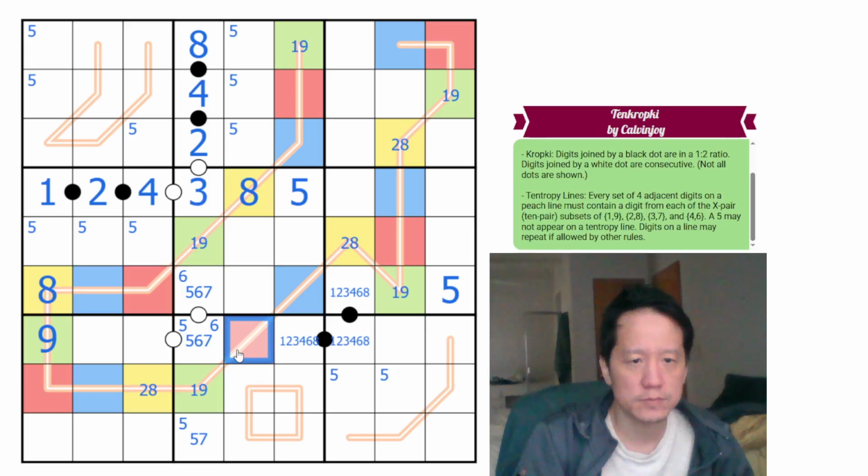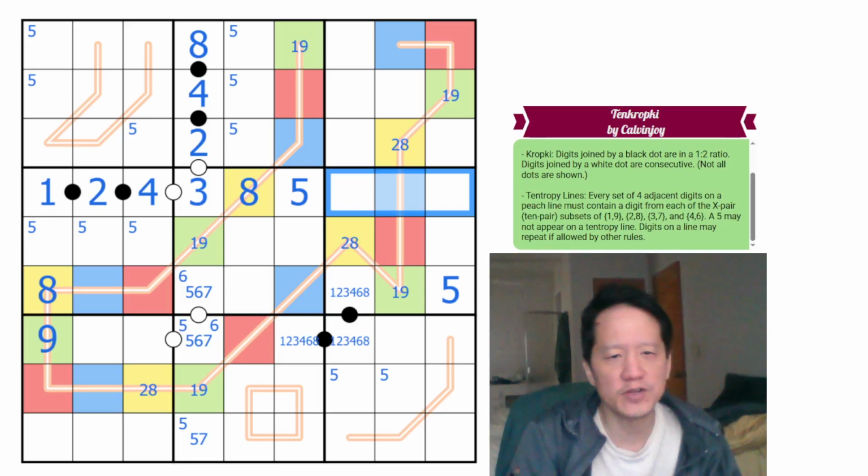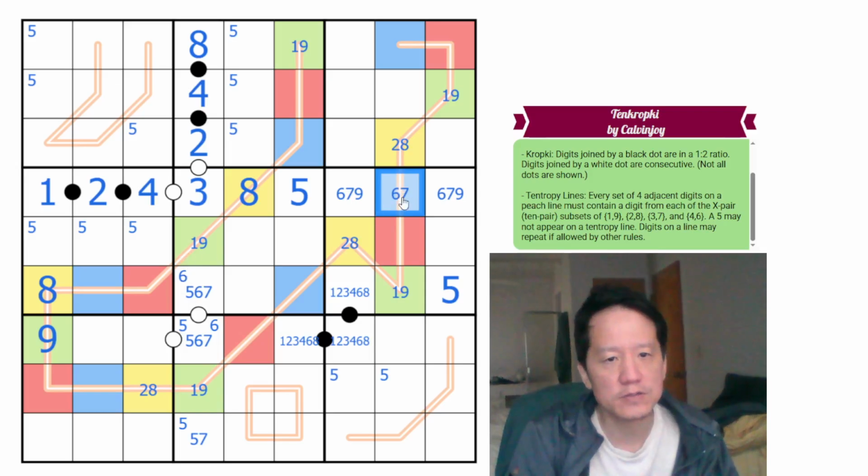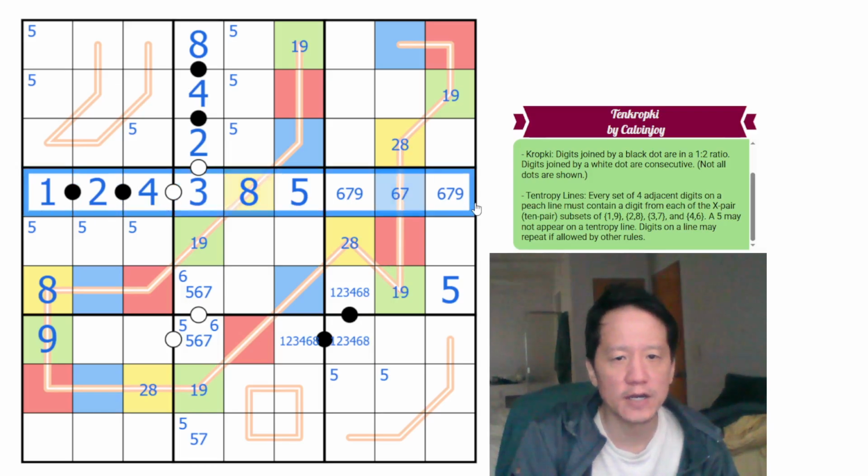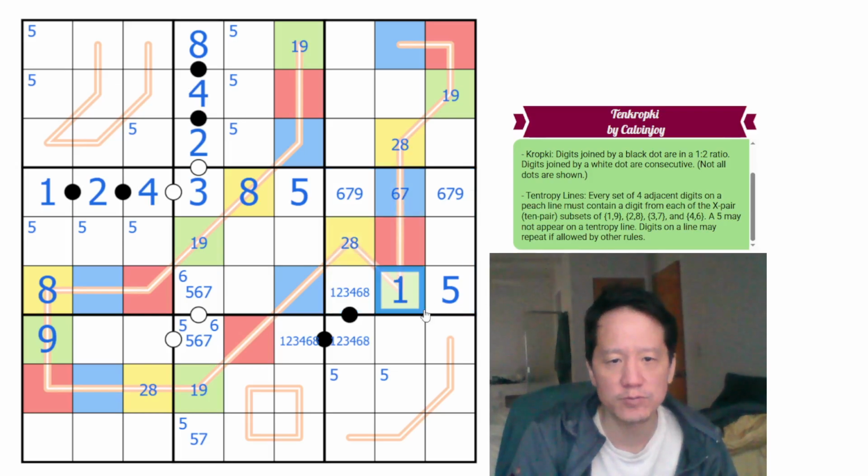The remaining digits here are 6, 7, and 9. Well, 9 cannot be here because that's part of the green cells. It could be 6 or 7, though, here. Oh, we have a 6, 7, 9 triplet in box 6, which eliminates 6, 7, and 9 from the rest of the box. So this can't be 9, this has to be 1.